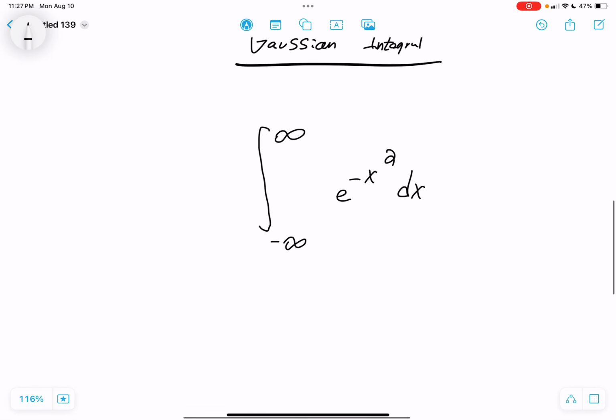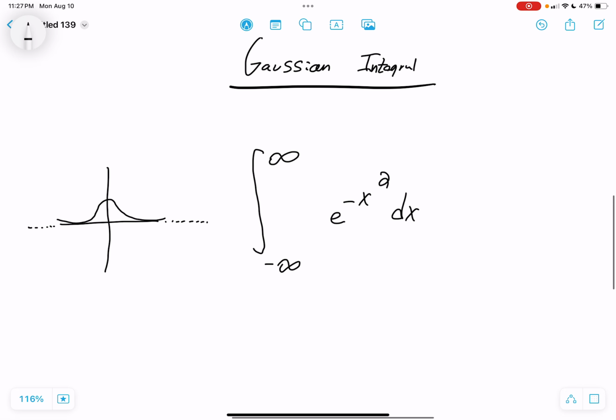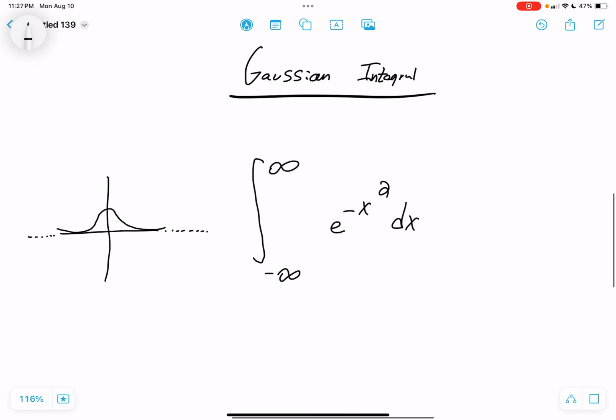Hey guys, in this video I just want to show you my way of solving the Gaussian integral. This is arguably one of the most famous integrals of all time, and it makes sense why. So the graph of this looks something like this. That was a horrible graph. These should really be horizontal asymptotes at the end here. And we are trying to find this area from negative infinity to infinity.